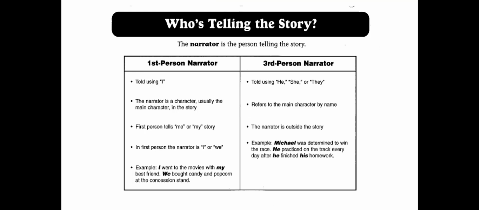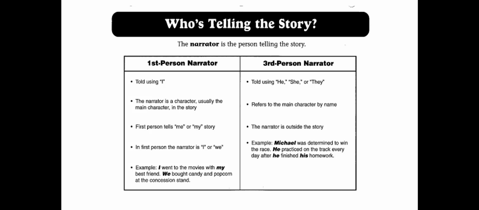So who's telling the story? Well, the narrator is the person who tells the story, and like we said, with a first person narrator you're going to hear the word I. The character is the narrator and is usually the main character of the story. You're going to hear them keep repeating words like me and my, saying I or we. I went to the movies with my best friend. We bought candy and popcorn at the concession stand. That's how you know the main character is telling the story.